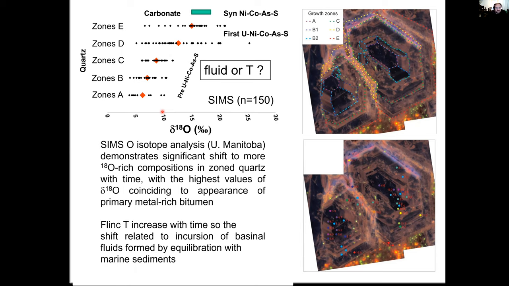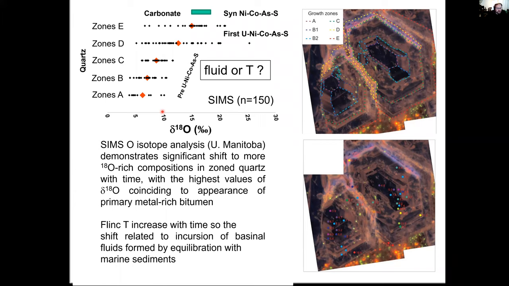But what other type of information can we get from these samples as another layer of detail that we can put over top of that fluid inclusion information that helps support this idea that two fluids, a basement type fluid and a sedimentary brine, have been involved in the precipitation of these deposits?